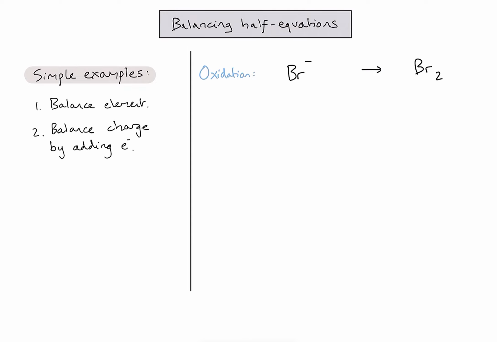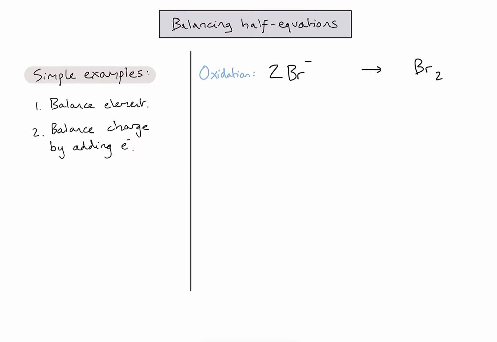Here's an example of an oxidation half equation in which I can see a bromide ion becoming molecular bromine. The first task is to balance the element, bromine in this case, on both sides. On the left there is just one bromine, whereas on the right there are two. So a simple first step: I'm going to add a big 2 on the left, which balances the number of bromines on each side. Secondly, I need to balance the charge by adding electrons to one side of my equation.